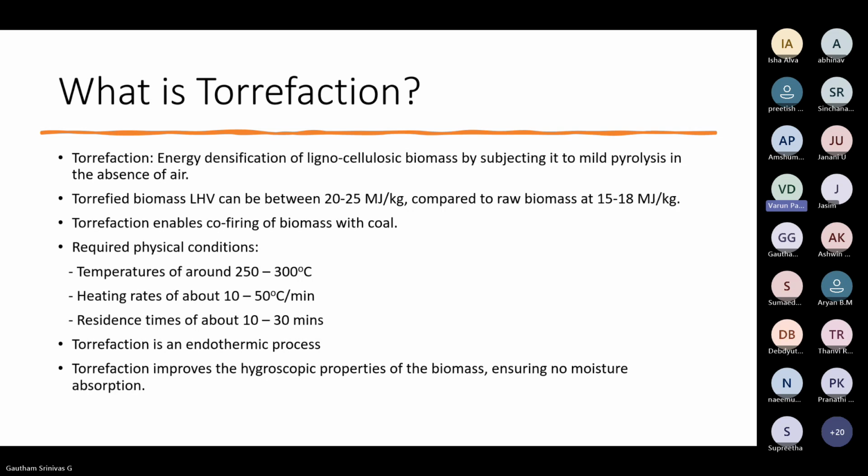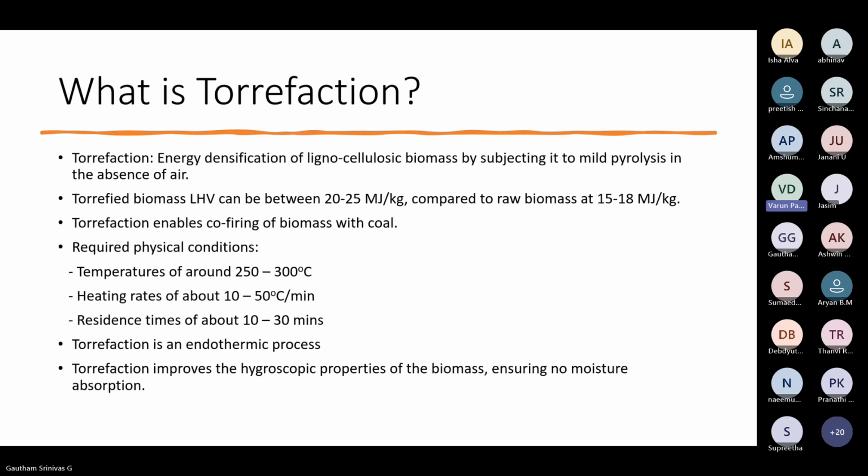So mild pyrolysis actually, what is that? It kind of prepares it, like it is ready. Is it? Like whatever energy is to be released is ready to be used up. Is it? What do you mean by that?